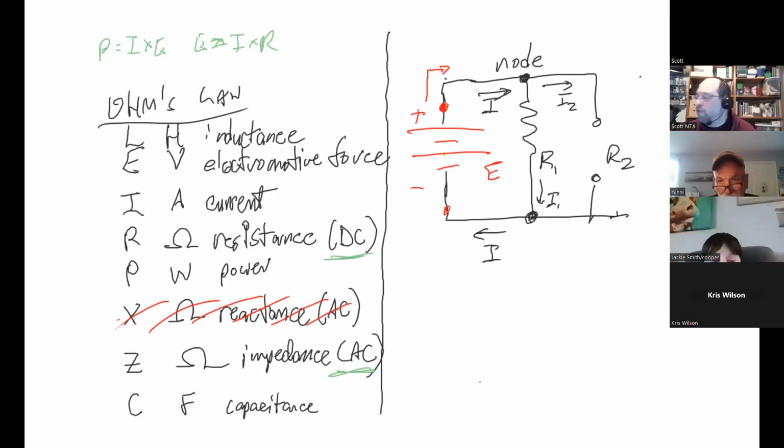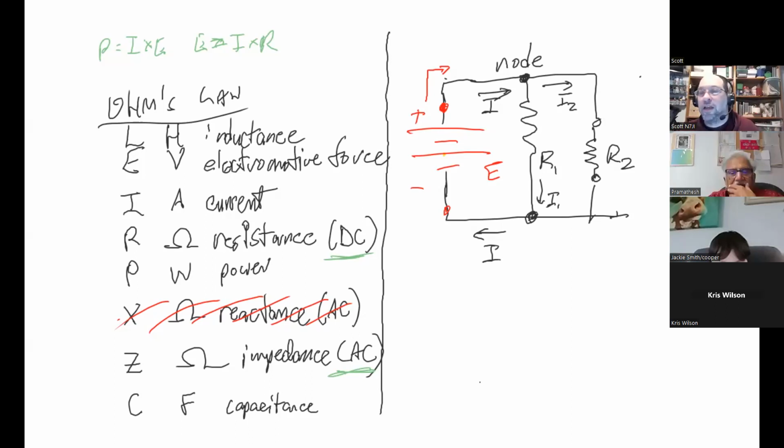How much current would flow through that resistor? Zero. Nothing. Zero. That's right. All the current would go the other way. If we were to draw this again, and we made them exactly equal, how much current would flow each way? Half. It would be half.